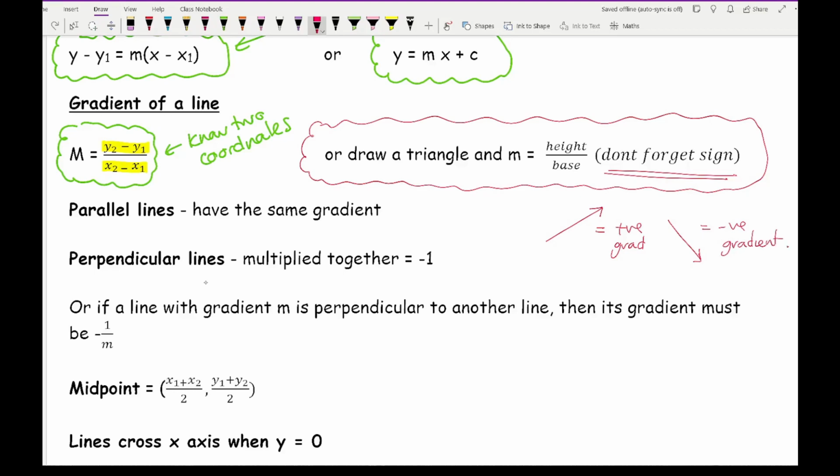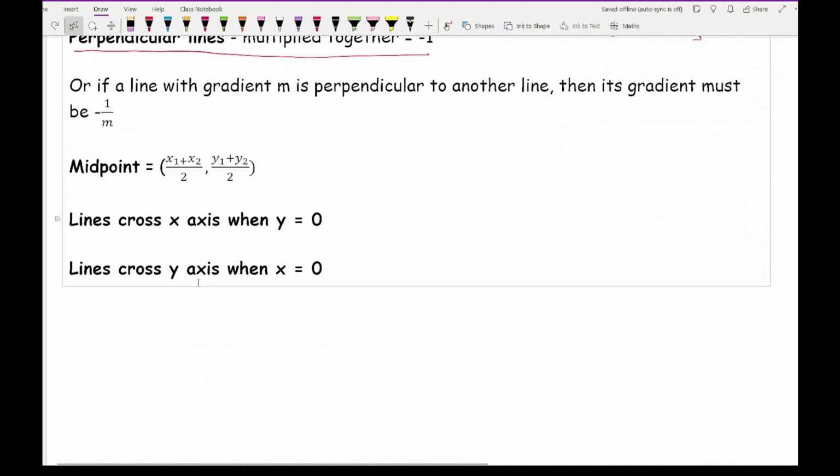The next thing to remember is that parallel lines have the same gradient, and perpendicular lines, as we already mentioned, when multiplied together equal minus 1. Or if a line with a gradient of m is perpendicular to another line, then its gradient must be the negative reciprocal, minus 1 over m. Another key formula for these questions is the formula to work out the midpoint between two coordinates. All you need to do is add the x ordinates together and divide by 2, then add the y ordinates and divide by 2, and you will have the midpoint between those two coordinates.